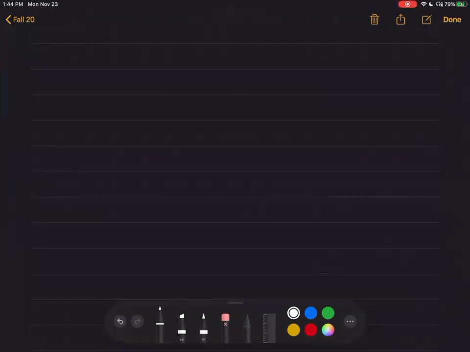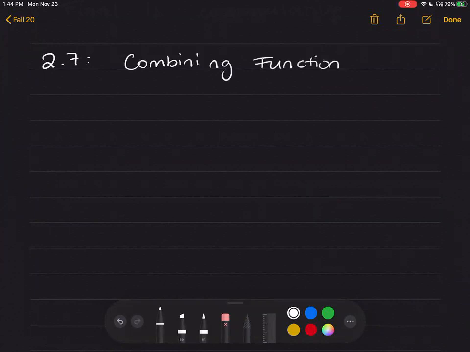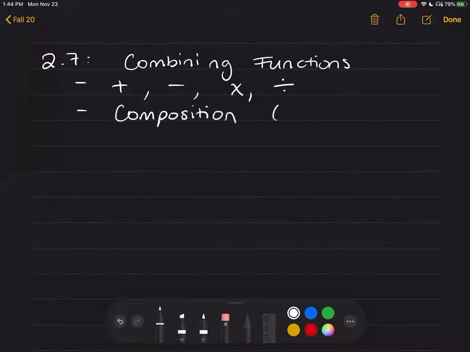So the section right after the second midterm was section 2.7, and that one was on combining functions. So we combined functions algebraically with addition, subtraction, multiplication, and division. We also combined them using composition. That was the little o thing.